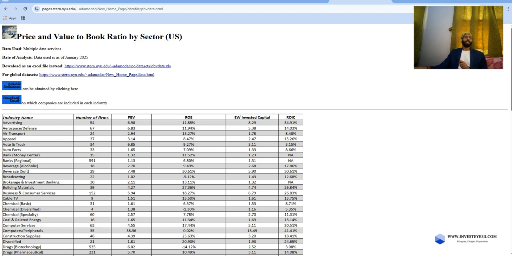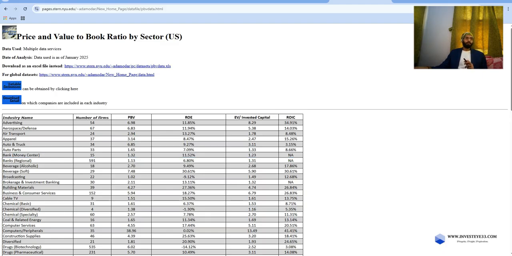Now this is the website of NYU Stern, and here sector wise the price to book values and the return on equities are mentioned for every sector. Now our bank belongs to the money center bank segment. This is the segment that we are looking at. I am highlighting it, selecting it here so that it gets highlighted, and the numbers mentioned are here.